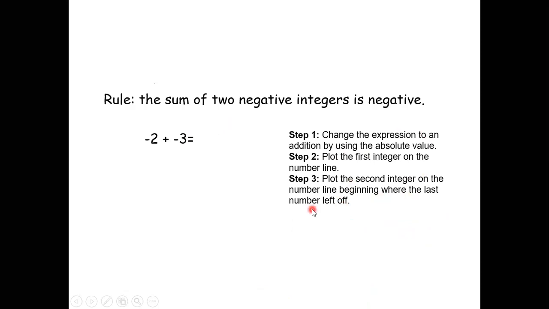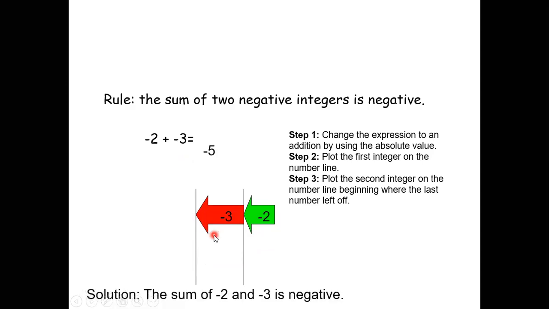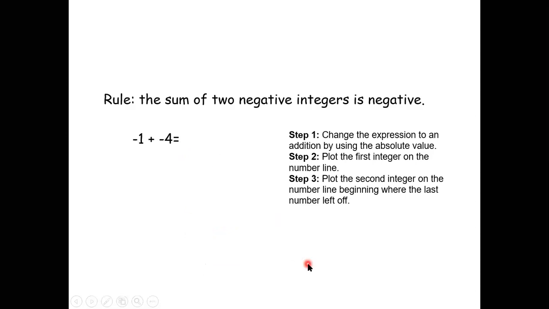Next, the sum of two negative integers is negative. Negative means we plot to the left of 0, right? Here we want to find -2 plus -3. First 2 places to the left and after that 3 places to the left. What is the answer? -2 plus -3 is -5. The sum of -2 and -3 is negative.